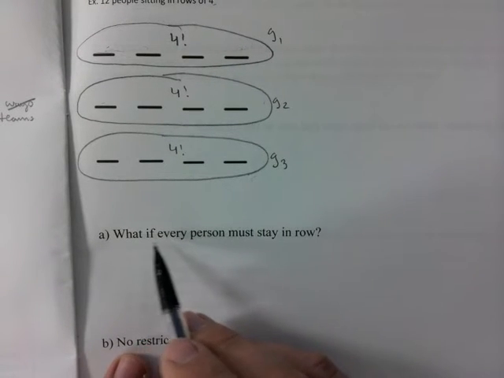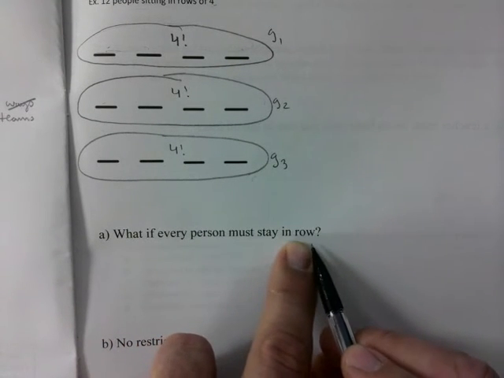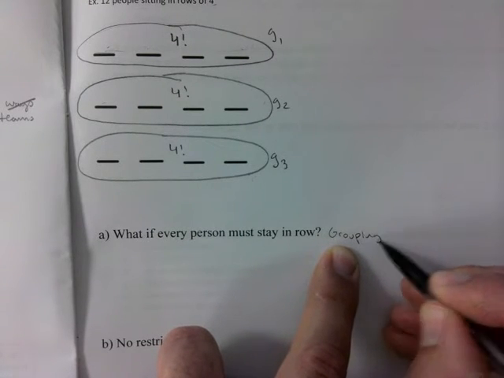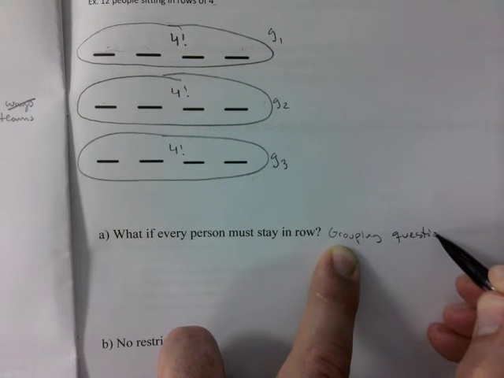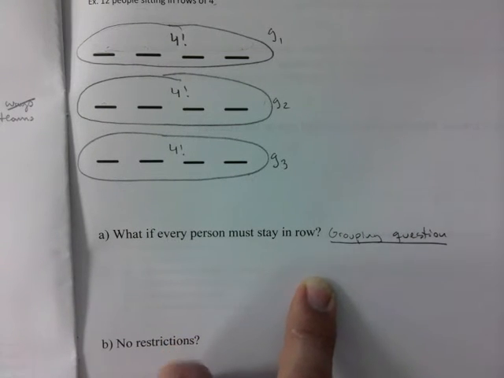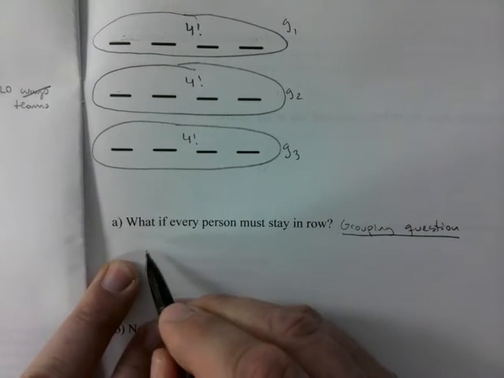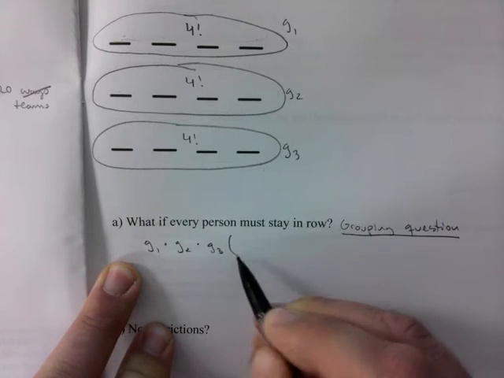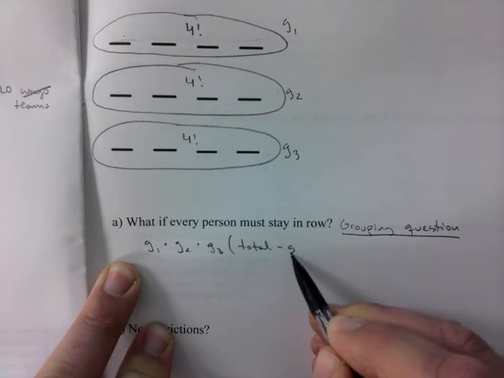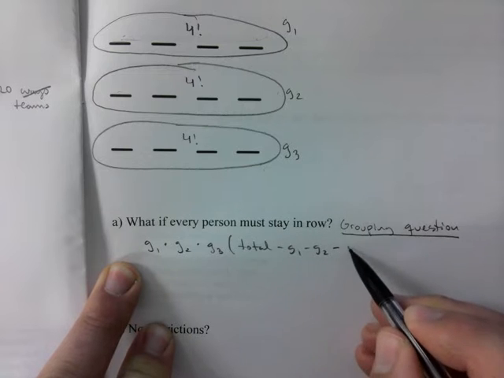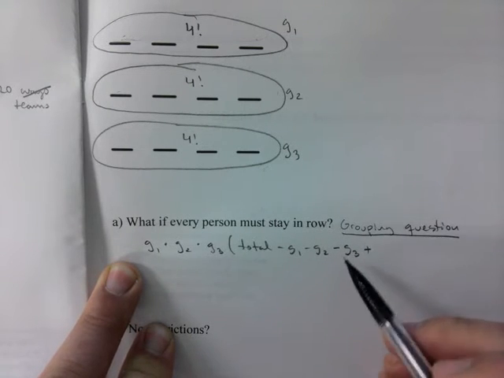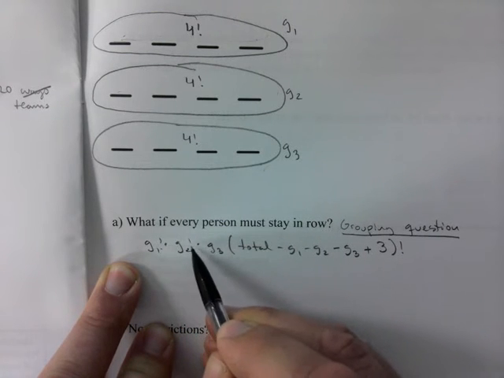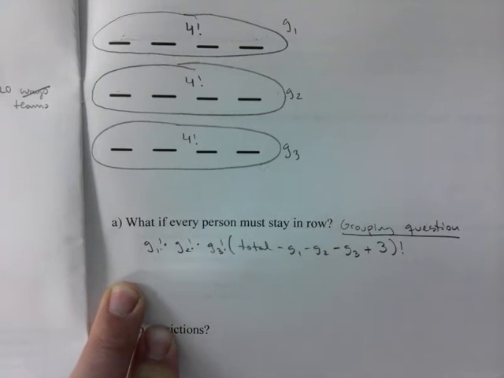And so we'll do the calculation right here. What if every person must stay in their row, right? Grouping question, put that down. Grouping question. So we're going to go G1 times G2 times G3, and then we're going to go total minus G1 minus G2 minus G3 plus, how many groups have we formed? In this case, we formed 3 groups. Oh, don't forget the factorial, guys. There's factorial everywhere.